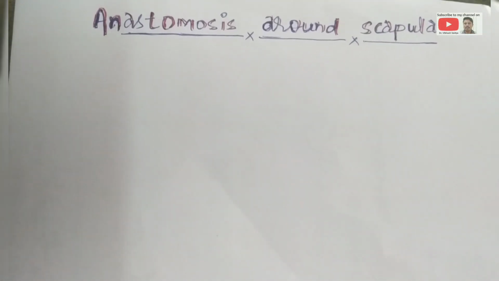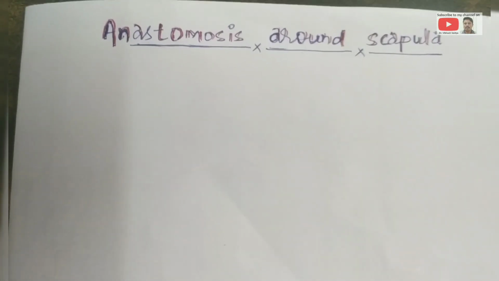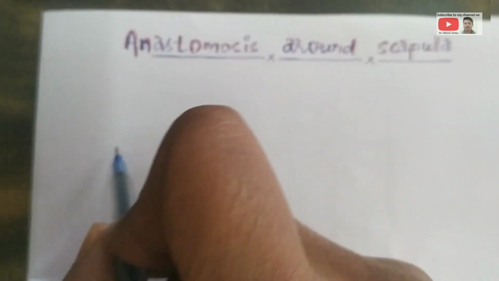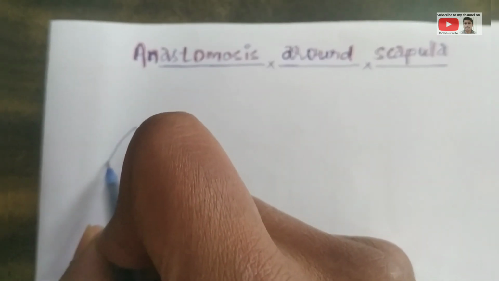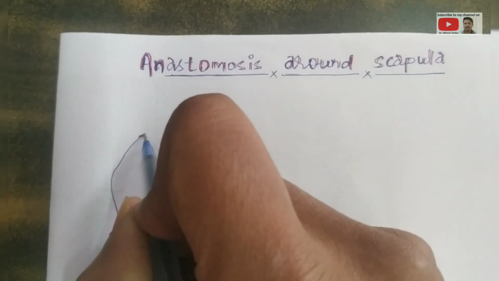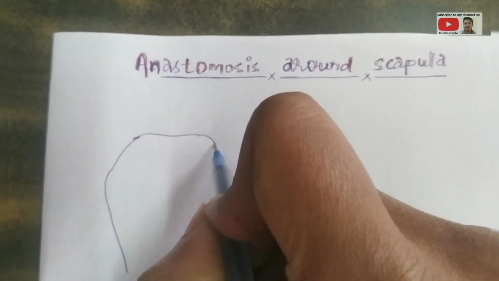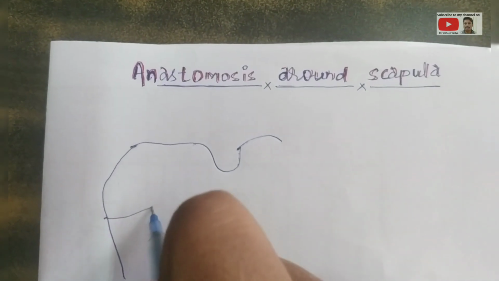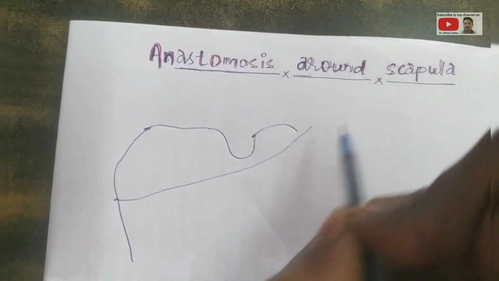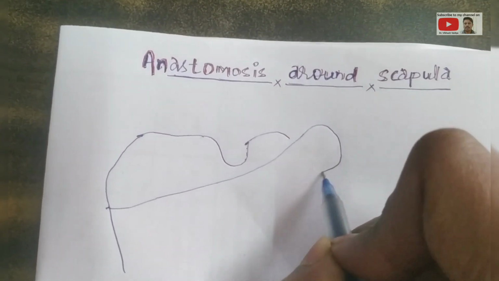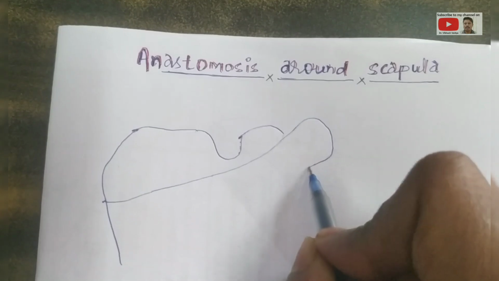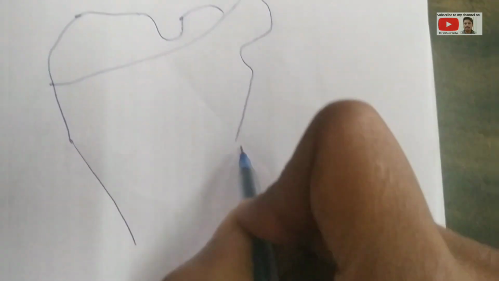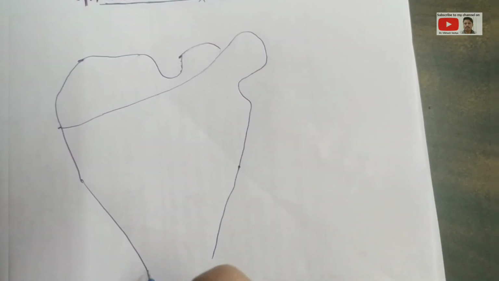Hello all. So today in this video we're going to discuss the anastomosis around the scapula. So you can see here we'll draw a scapula bone. So this is the scapula. This is the spinous process of the scapula, and finally this is the lateral border, and this is the inferior angle of the scapula.